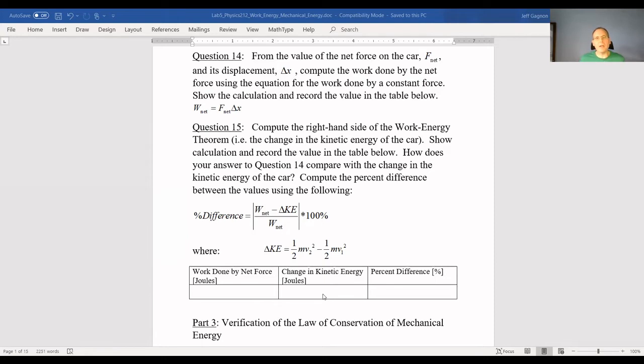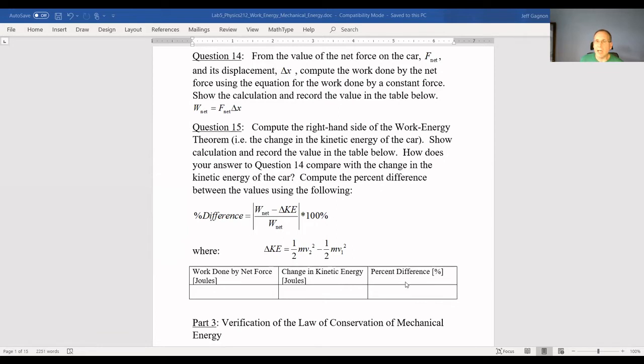And then finally, I want you to compare these two, right? By computing what's called a percent difference. It's really the same as a percent experimental error, except that we're deciding that the net work is going to be like our accepted value, okay? But it's really nothing more than a percent experimental error. We're just calling it a percent difference here, right? Because there's truly not something that is really accepted, the accepted value.